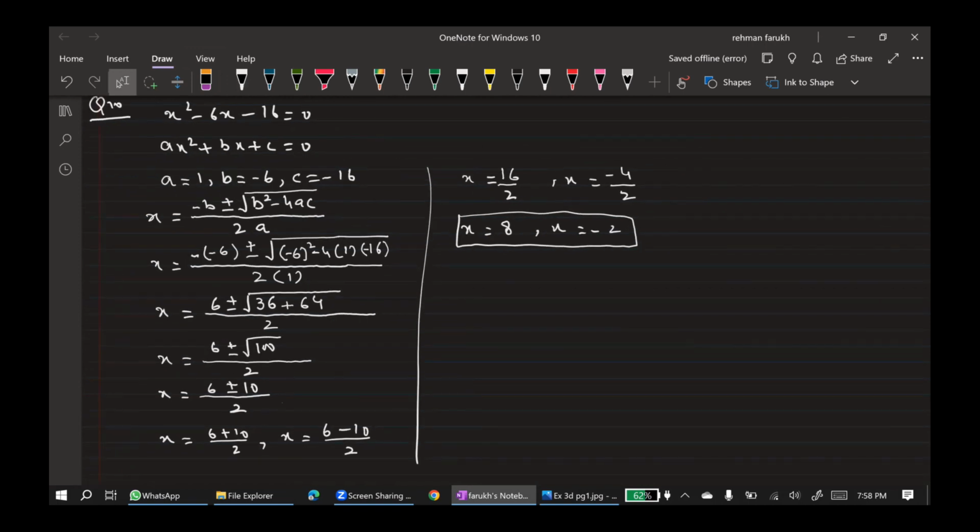No, sir. You should be very careful when b is negative. The common mistake made by students is they do not use this negative sign of the formula. This negative sign, you have to use.